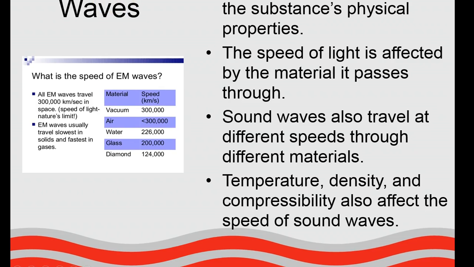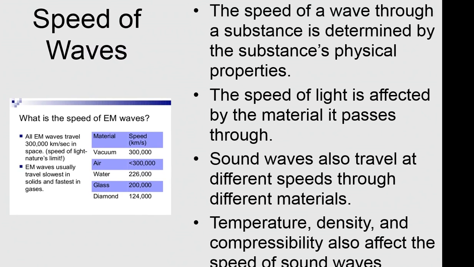All right, speed of waves. The speed of waves through a substance is determined by the substance's physical properties. Here's what's important. Waves in a vacuum, that means in space with no material, travel at a consistent speed. That is the speed of light. All electromagnetic waves travel at 300,000 kilometers per second in space.